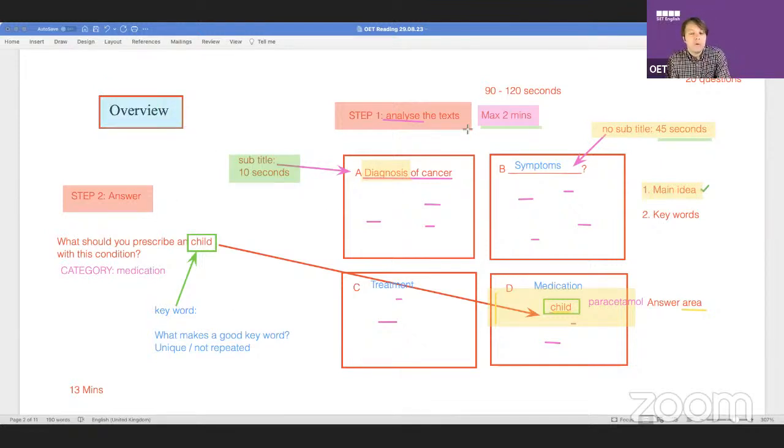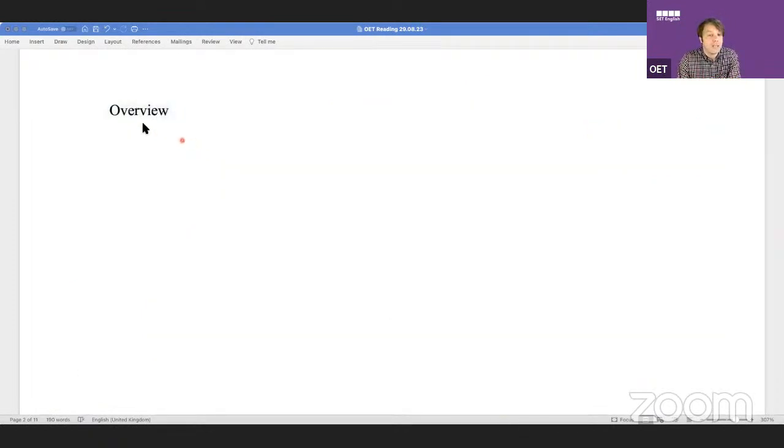Okay, so today we're going to focus on step 1. We're going to do a bit of practice and talk about what you can do. Manuru, do you have a question, please? Oh, you put your hand up. Okay, no worries.